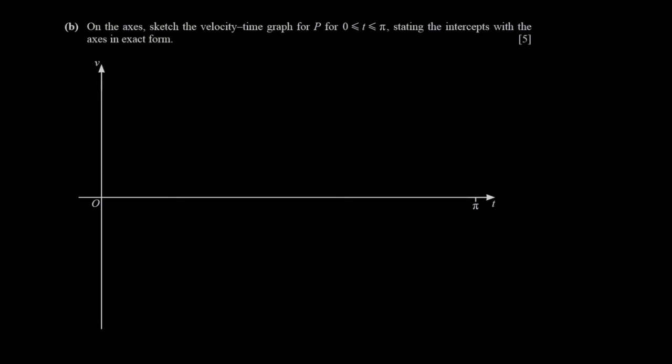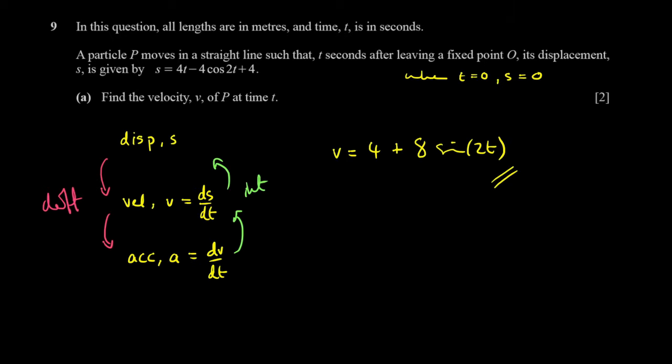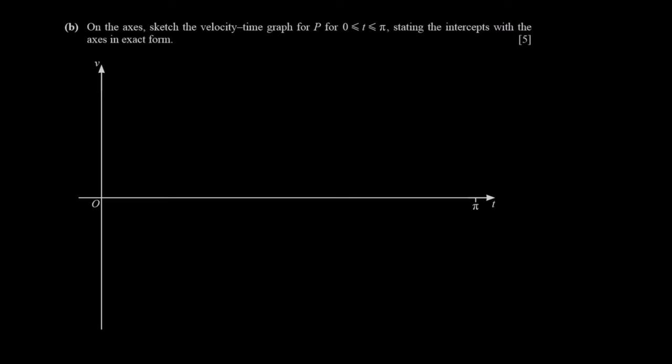Part B. On the axis, sketch the velocity time graph for p between 0 and pi, stating the intercepts with the axes in the exact form. Okay, well, actually, this is the same question as the very first question on the paper. If I've got y is equal to 8 sine 2t plus 4, just go back to my question 1, where I explain each of these things.